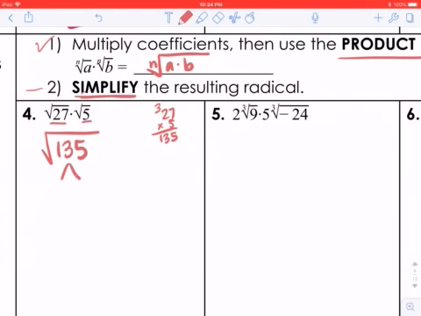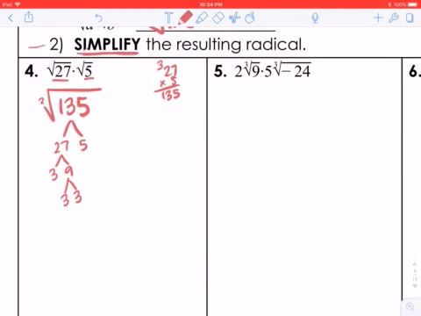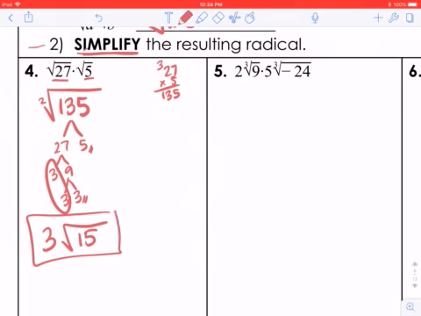So 135, of course, is 27 and 5. 27 is 3 and 9. This is 3 and 3. I'm looking for groups of 2 because I have that imaginary 2 there. So I see one group of 2 right here. That's a 3 on the outside. And then I have a 3 and a 5. 3 and 5 make 15, but I don't have any pairs. So this would be my final answer. If I type this in my calculator and this in my calculator, I should get the same decimal, because those are equivalent.